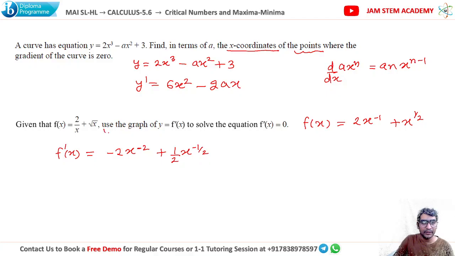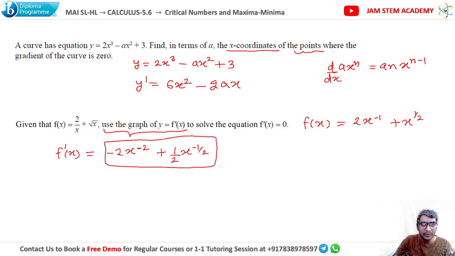Okay, you can use the graph also to do this. If you draw the graph of this expression, how can you find those points where f dash x equals 0? It's simple. Use your GDC, draw the graph of negative 2x raised to the negative 2 plus half x raised to the power negative half, and find those points where the graph cuts the x-axis. That's your answer, simply. Right?